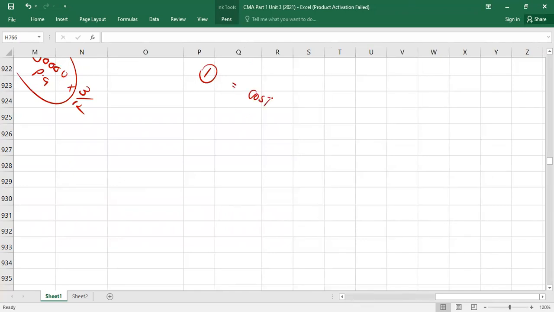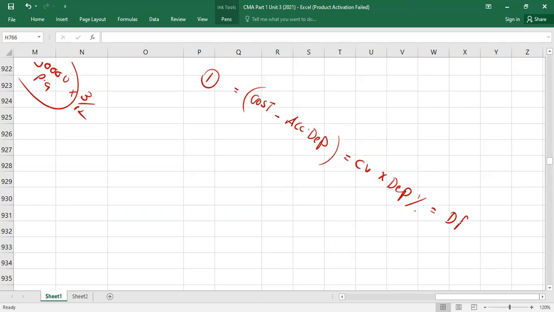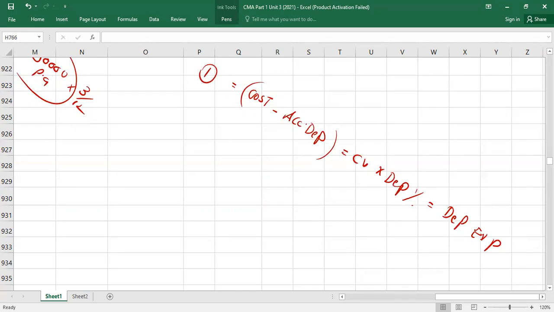You will take cost of asset minus what? Accumulated depreciation. This will give you what? Carrying value. Carrying value you will multiply with what? With the depreciation percentage. So this will give you what? Depreciation expense. Right? Next year again you will repeat the process. You will take the cost minus accumulated depreciation is equal to carrying value multiplied by depreciation percentage is equal to depreciation expense. Over the life of asset, you will apply this formula.